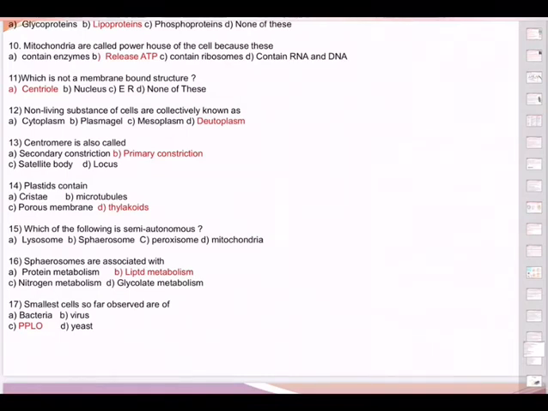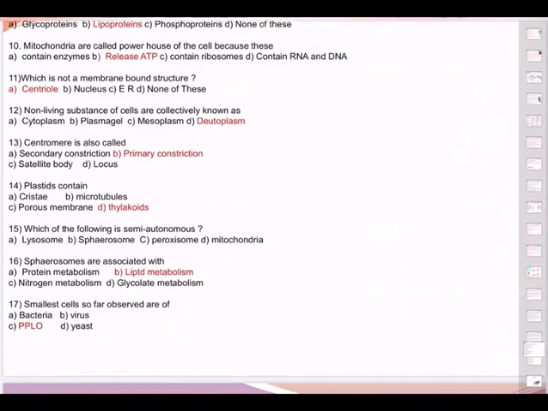Which of the following is semi-autonomous? It means it can have its own freedom. Lysosome, peroxisome, mitochondria. When will an organelle get autonomy, freedom? When it has got its own DNA. DNA is the deciding factor. So naturally, mitochondria is the answer.